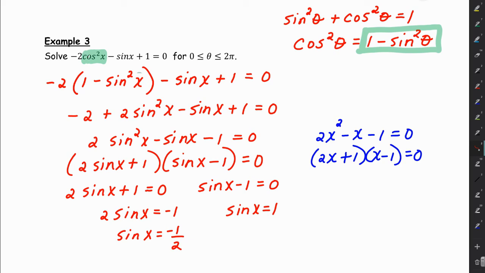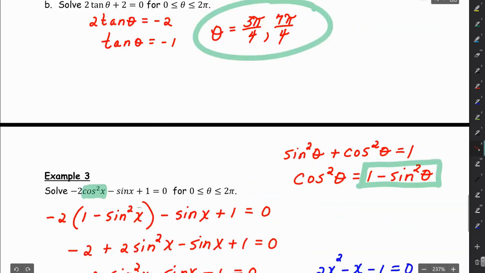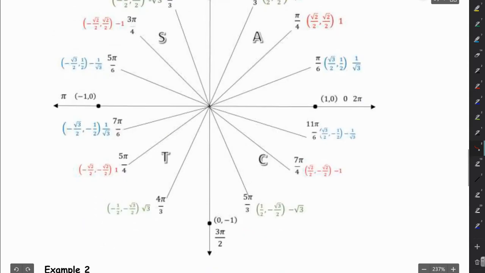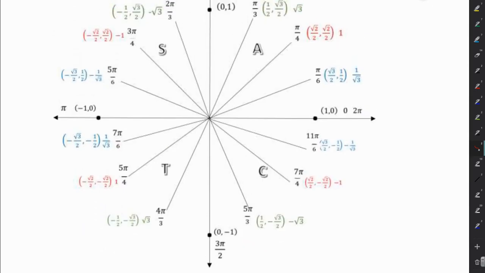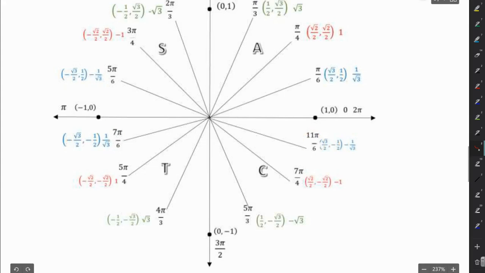All right, so let's go back and look at our unit circle. So on the unit circle, we know that the sine can only be negative in the 3rd and the 4th quadrant. And we're looking for values of sine that are -1/2. So the second part of the coordinate is -1/2. So we have it at 7 pi over 6, and we have it at 11 pi over 6. So that's the first part of this.